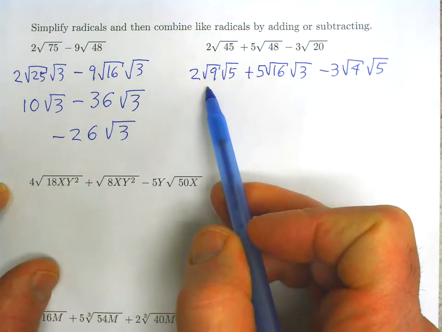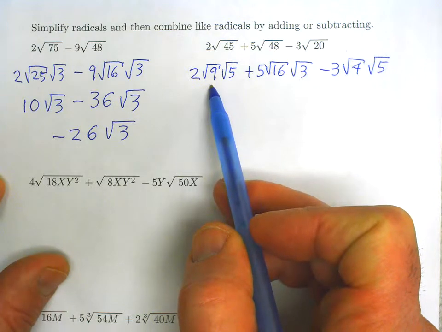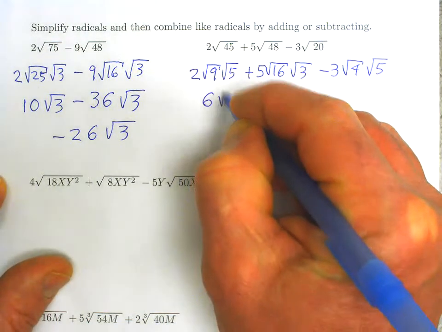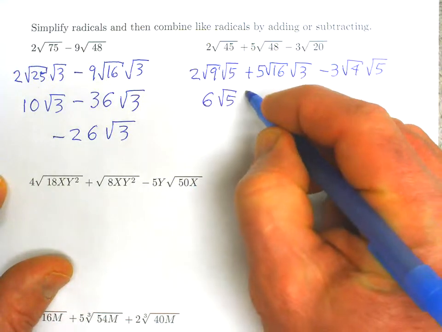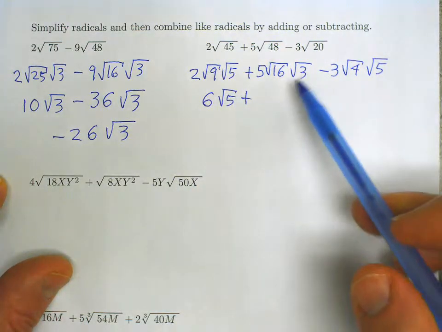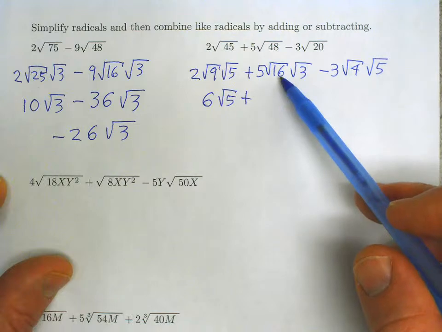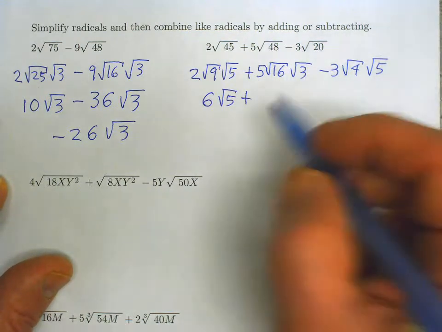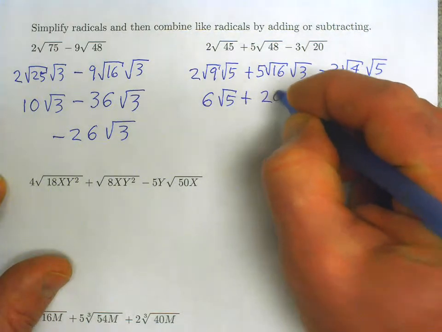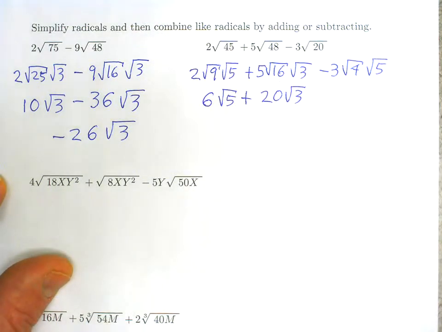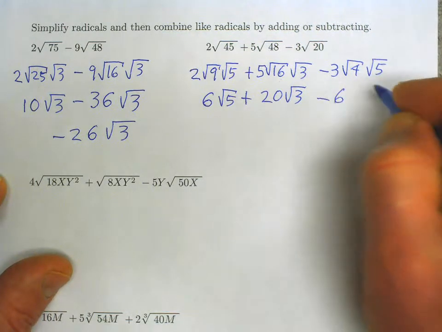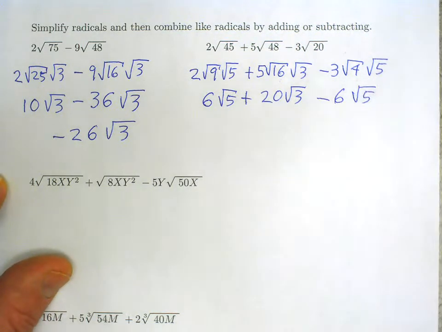And then starting over here on the left, the square root of 9 is 3. 2 times 3 is 6. So we get 6 times the square root of 5. And the middle term, 5 times the square root of 16. The square root of 16 is 4, and 5 times 4 is 20. So this is plus 20 times the square root of 3. And then on the right, the square root of 4 is 2, and minus 3 times 2 is minus 6. So minus 6 times the square root of 5.